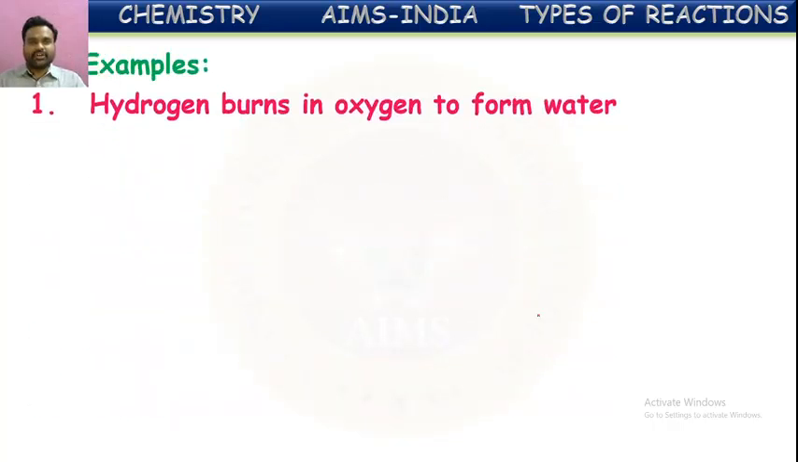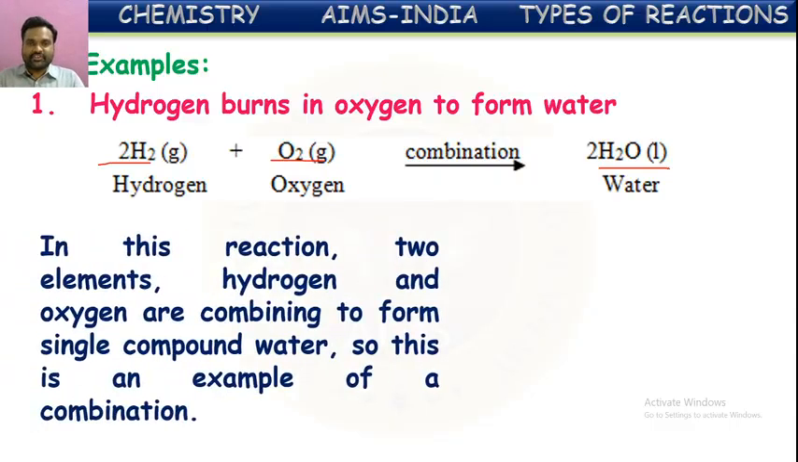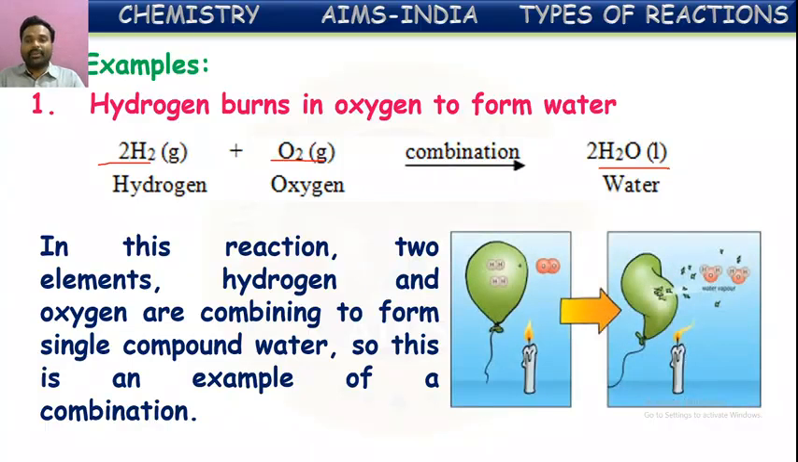Hydrogen burns in oxygen to form water. So what is happening here? Hydrogen burns in the presence of oxygen to form water. Oxygen and hydrogen are the chemicals participating in the reaction, and water is formed. So two substances combined to form water, and it is a combination reaction. In this reaction, two elements, hydrogen and oxygen, combined to form a single compound, water. So this is an example of a combination reaction.